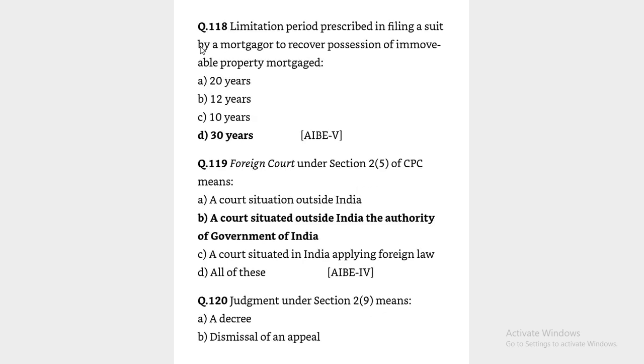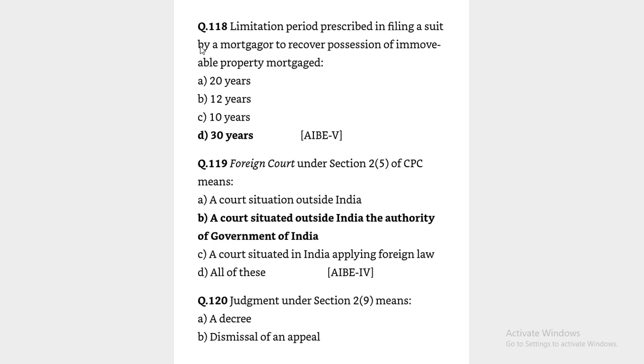The limitation period prescribed for filing a suit by a mortgagor to recover possession is 30 years. In case of a property, it is 12 years. A foreign court under section 2(5) of CPC is a court which is situated outside India and not under the authority of the Government of India.